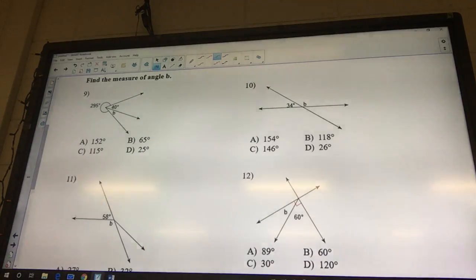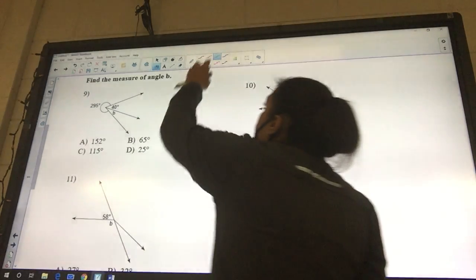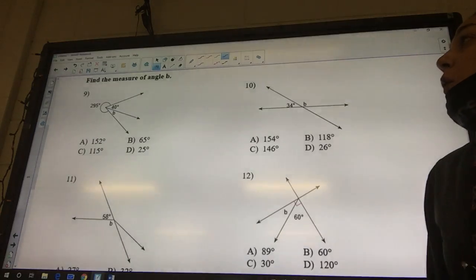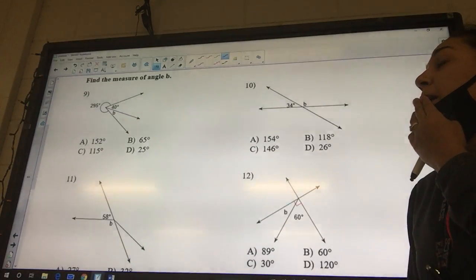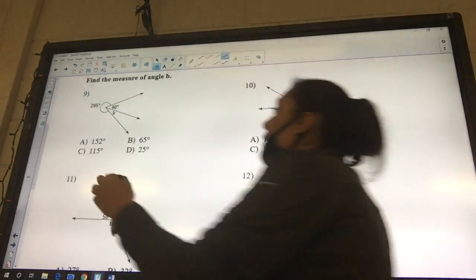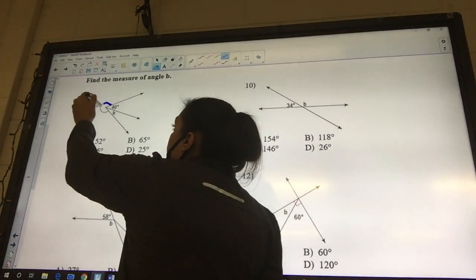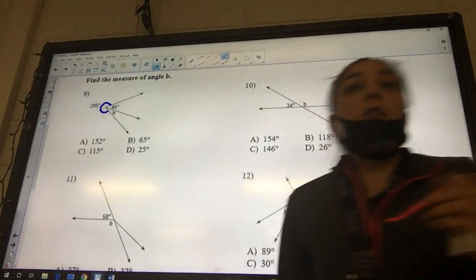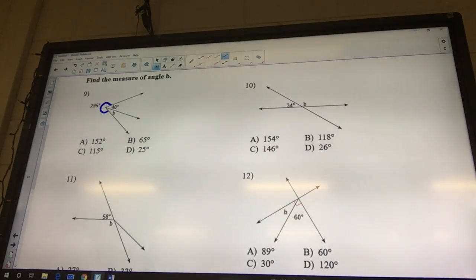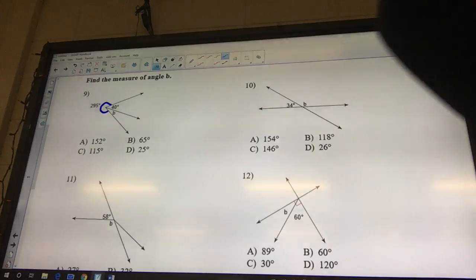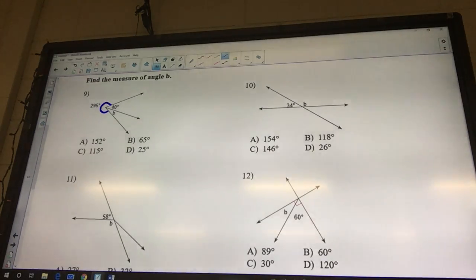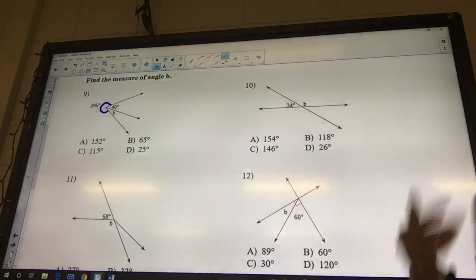Okay? So, if we look at number 9, we have this circle that goes from here to here. Remember our angle addition postulate? We just did it the other day. It says this angle plus this angle should equal either complementary or supplementary. But when you put all angles together and it goes around in a full circle, that equals 360. So a full circle all the way around an angle equals 360.